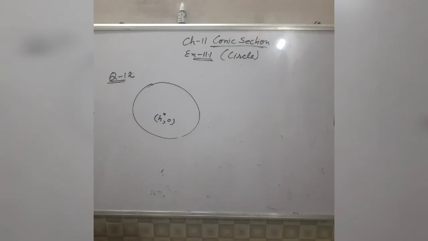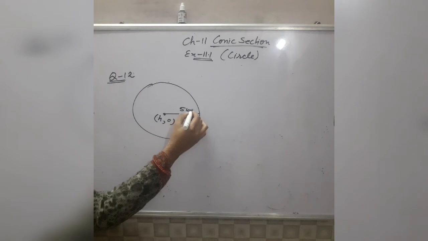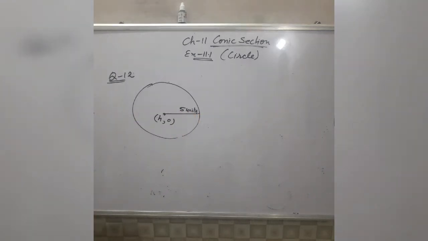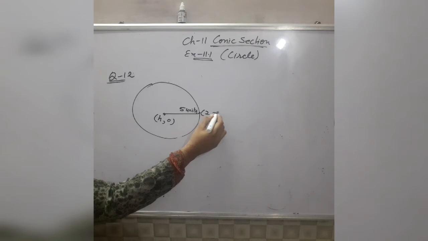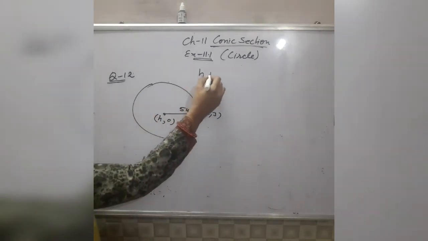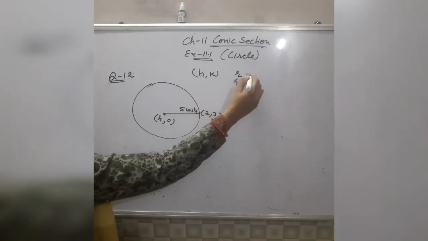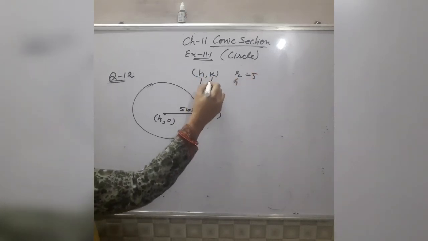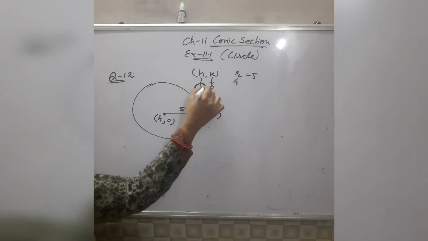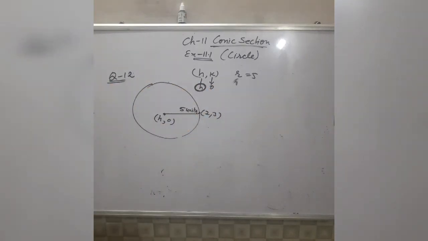Now what is the radius? The radius is also given to you. The radius is 5 units, and the circle passes through the point 2, 3. Let us suppose this point is A, 2 comma 3. So we have to find the equation of the circle. Now for the equation of a circle we require h, k and r. Now r is given to you, 5, the value of k is 0, we have to find only h. After finding h, very easily we can find the equation of a circle.